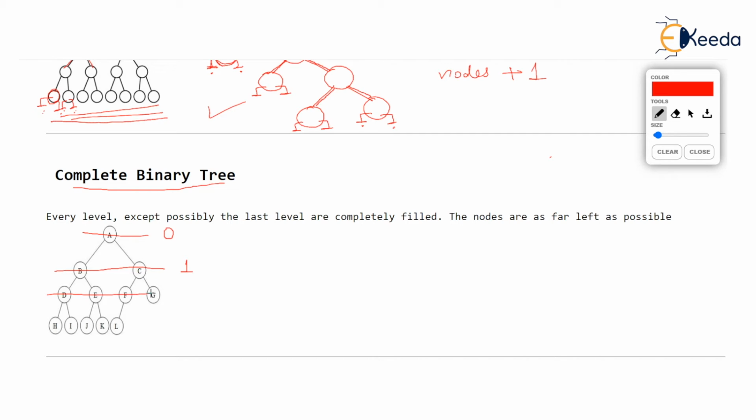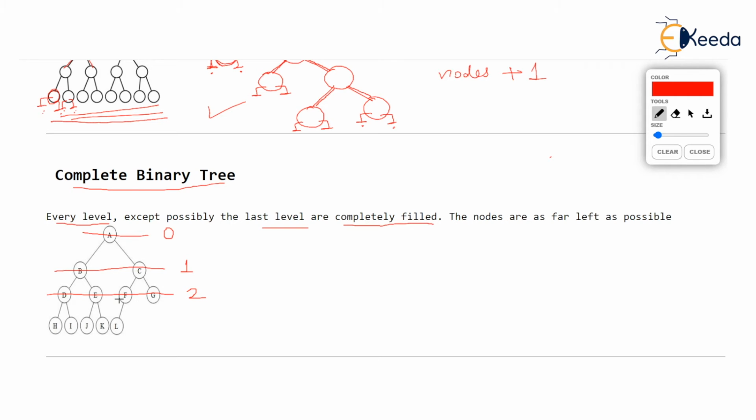Now the definition of a complete binary tree is that every level except possibly the last level is completely filled. What that means is, you watch this level 0. Isn't it having both the children? It is completely filled, isn't it? Now you watch level 1. Level 1 has two nodes B and C and both have two children. So this level 1 is completely filled, except possibly the last level, they are saying. Okay, now you see level 2.